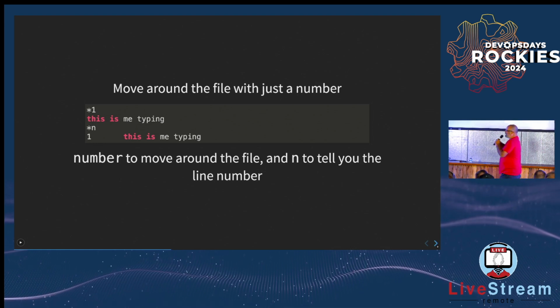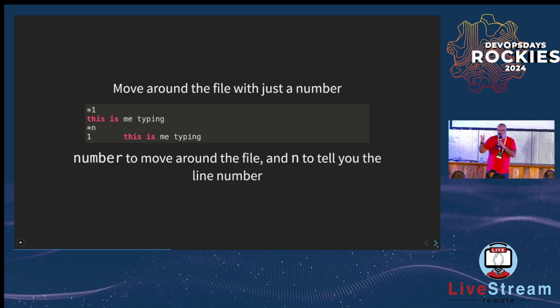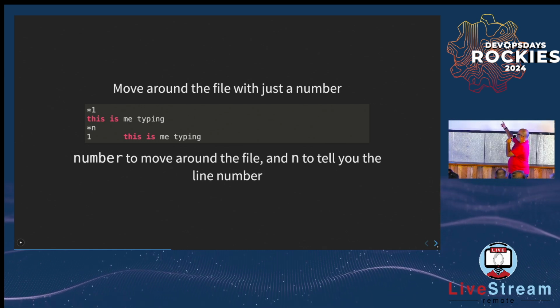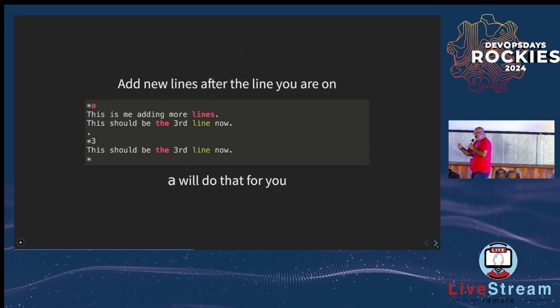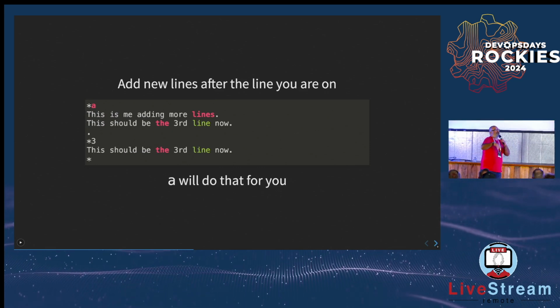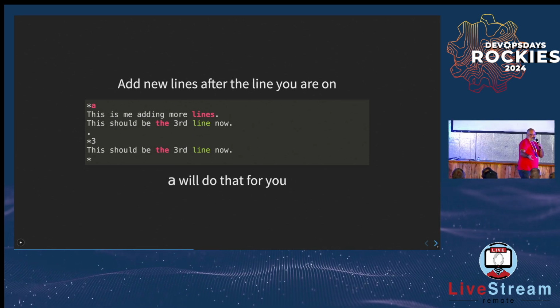Now, if you need to move around, you need to see where the line numbers are. You go ahead and just type the number of the line. If you need to see what number you're actually on and editing, you type n. As you can see, line 1. This is me typing, and that's that. Now, if you need to add new lines, you hit a, and it tacks them at the very bottom, and you hit period again to stop entering new text.